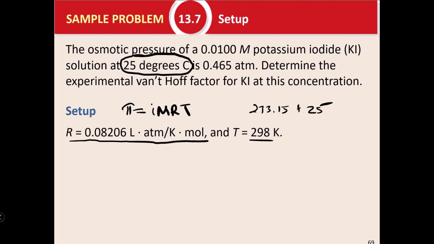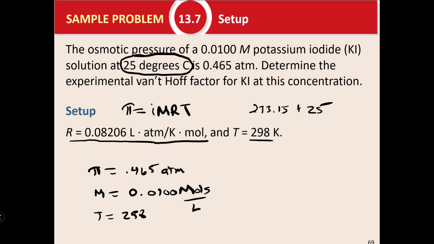All right, so you're back. The first thing I would do is label this stuff. You'd come up here and say, okay, osmotic pressure is 0.465 atmospheres. You know that the concentration is equal to 0.0100 molar, and you may want to break that out as moles per liter. You know that the temperature is 298 Kelvin. You know what R is. And so the question is, what is i?